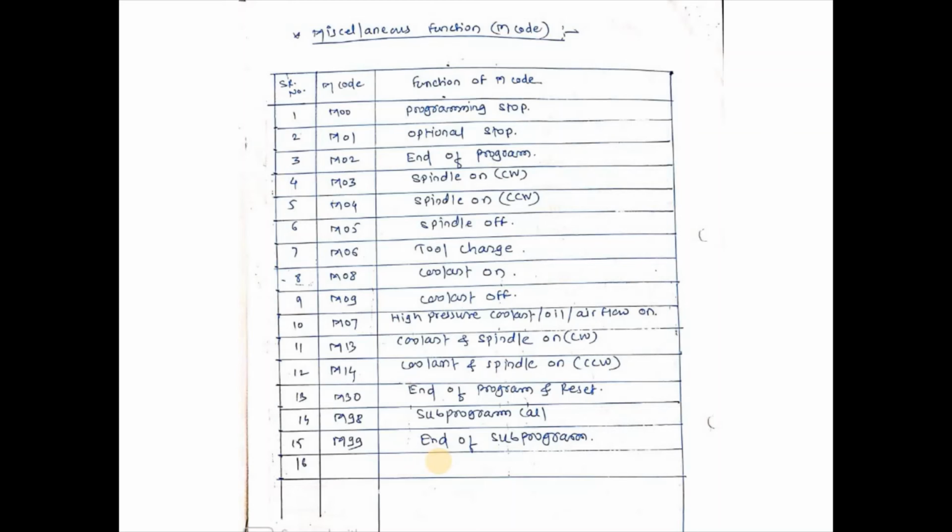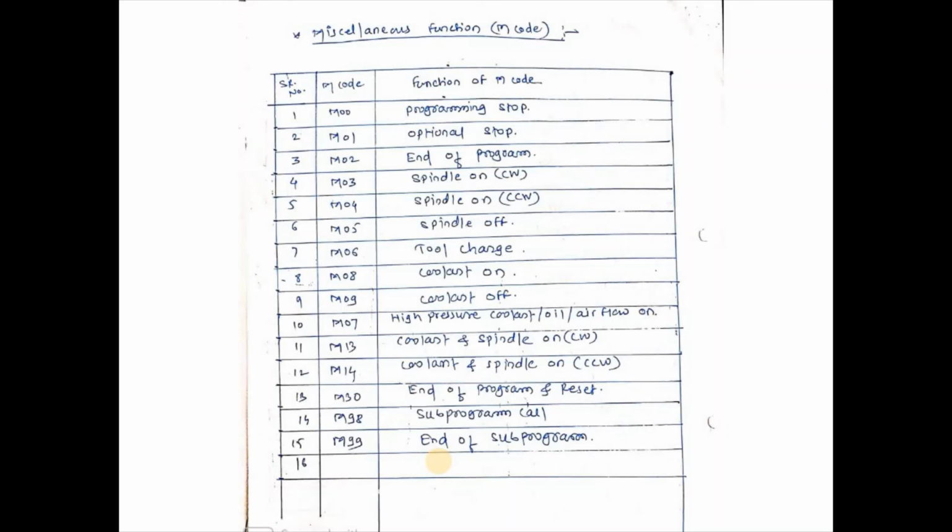So these are some M codes. We will start with M00. This is used for program stop. When we want to stop the program, we use M00. Next, M01, optional stop. It is not actually a stop, but suppose we want to stop the program for some time, we use M01. It is an optional stop. Next, M02. This is used when we want to end the program.